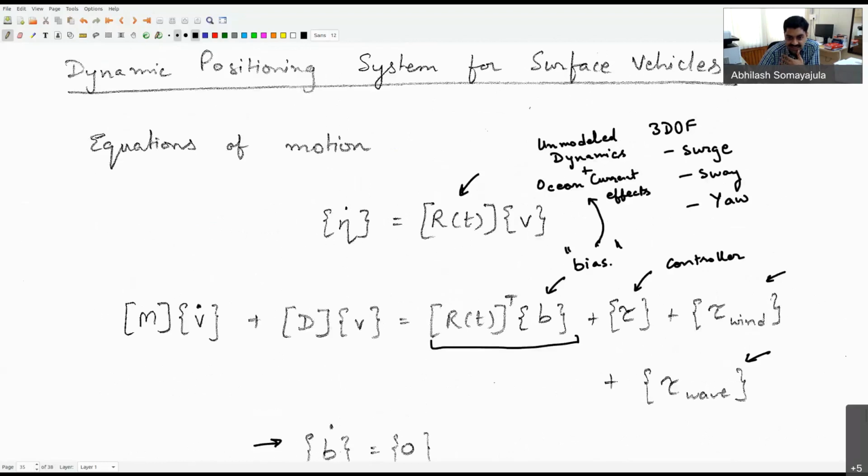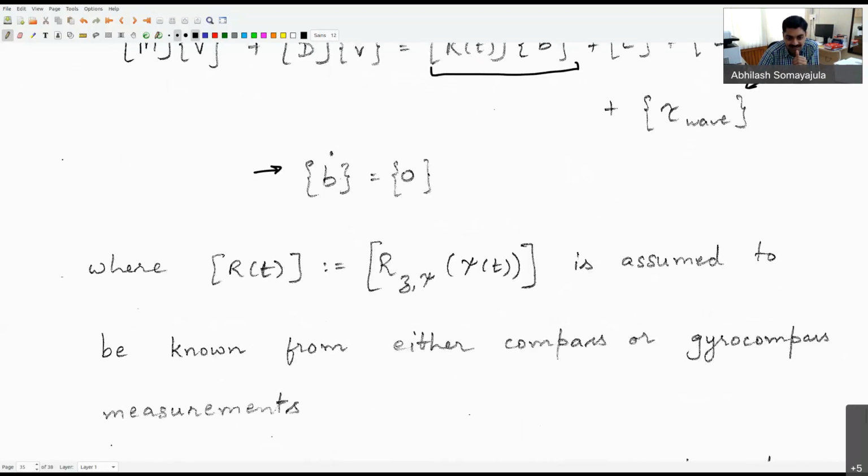Notice one thing here: when I wrote down this rotation matrix R of t, it's not specifically varying with time, right? It's the yaw angle which is varying with time, which is implicitly giving a dependence on time for that rotation matrix. So the idea here is that I precisely know psi. That rotation matrix is not an unknown quantity for me, because I know the value of psi from some measurements, either from a compass or from a gyroscope. I'm able to precisely get the estimates of psi so that I can precisely get what this rotation matrix looks like.